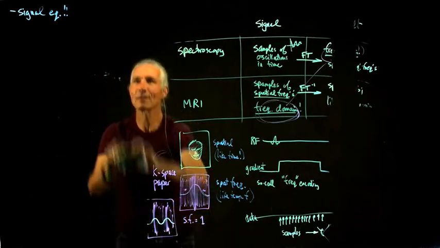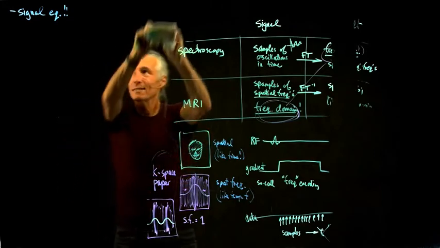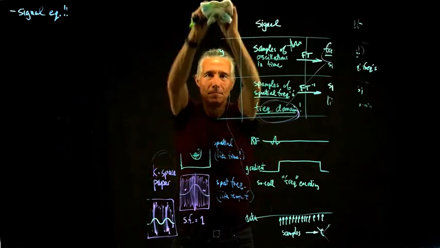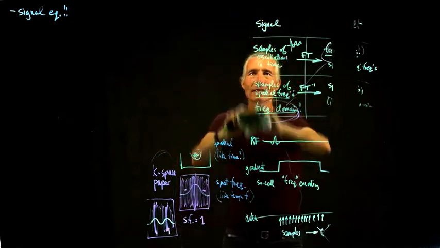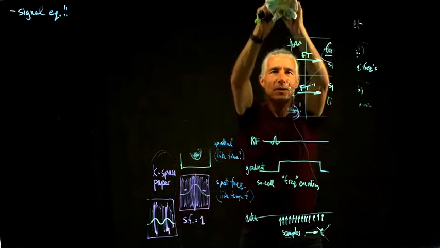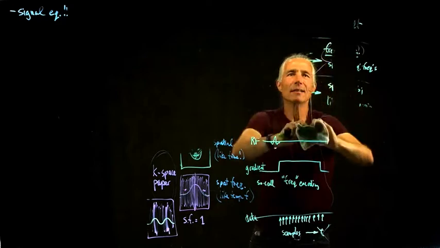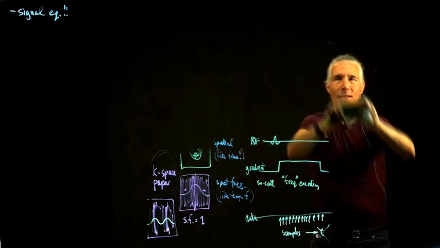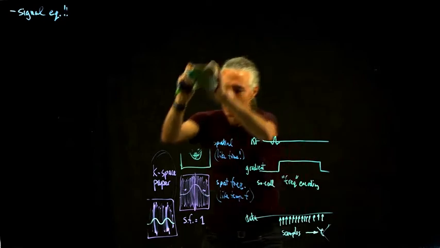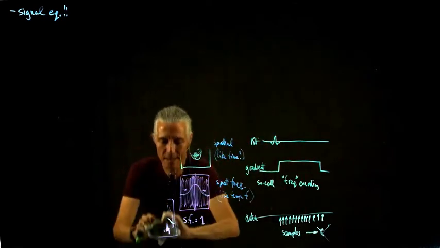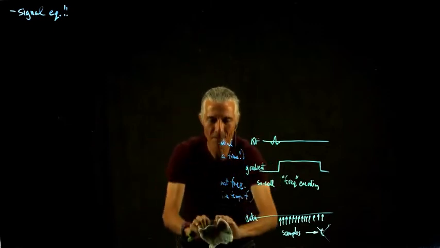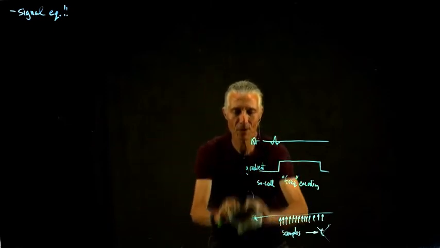Okay, so we're going to talk about the signal equation today. The signal equation is what is the signal that we record? What's the nature of it? So the hard part to understand is, last time we talked about the coils.